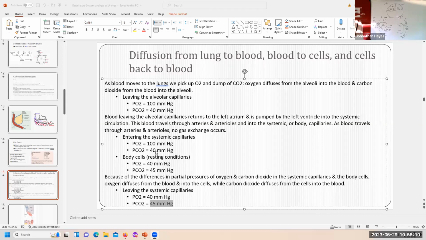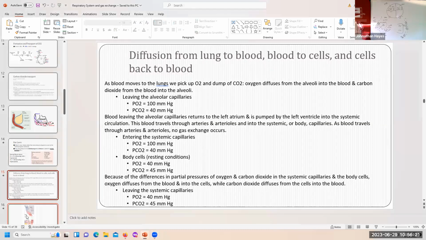And when we send that back out to the system, the exchange will take place with the body cells, right? So the O2 is going to drop down to 40, CO2 is going to climb back up to 45, and we repeat the process again. Right? So it's not hard. Here's a picture of it right here.